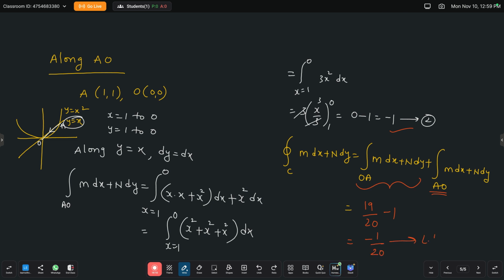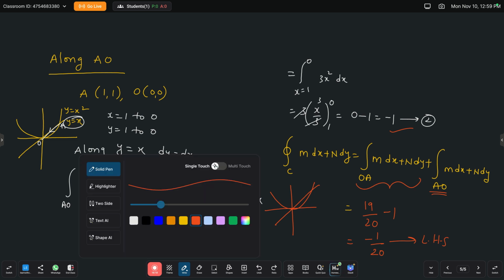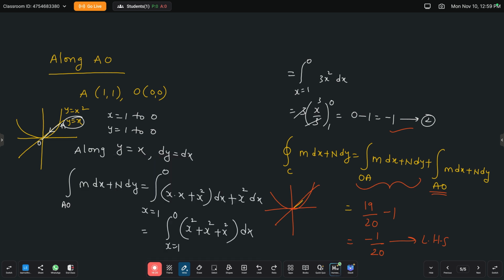It is the LHS. That means the complete picture here is the total closed curve. If you take this closed curve, the outer part clearly is how much? Minus 1 by 20 value. It is the total curve direction. Along this direction it is minus 1 by 20. Now you can show the inner part also is minus 1 by 20. Then Green's theorem is verified.